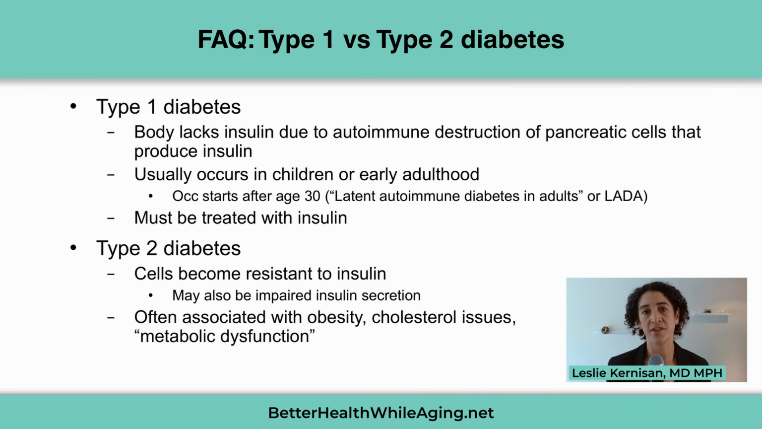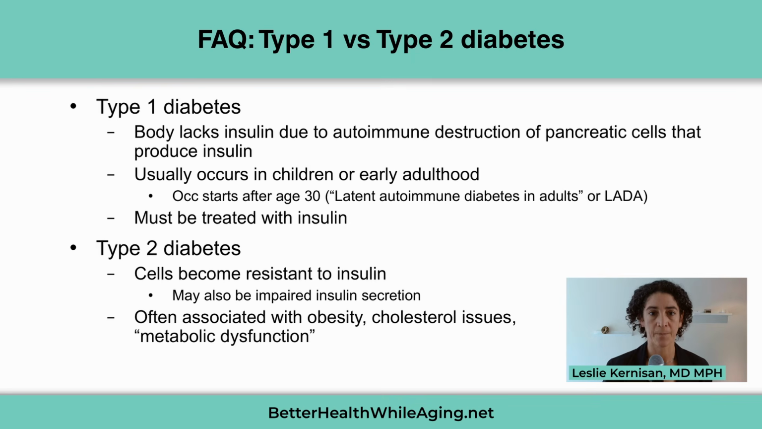And this problem where the cells become resistant to insulin is often associated with people being overweight or obese, with having cholesterol issues, and with having what we call metabolic dysfunction, which is a whole syndrome where people often don't metabolize their cholesterols and fats very efficiently. They might also have high blood pressure and other signs of inflammation. And usually they're also having difficulty managing their glucose, in part because their cells aren't responding as well to insulin as they used to.